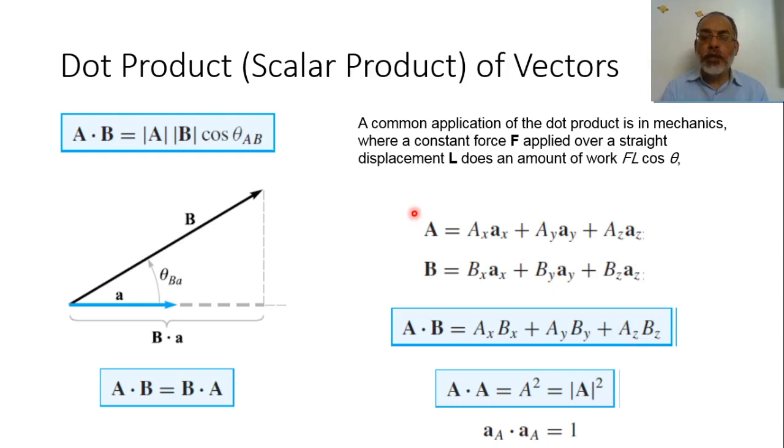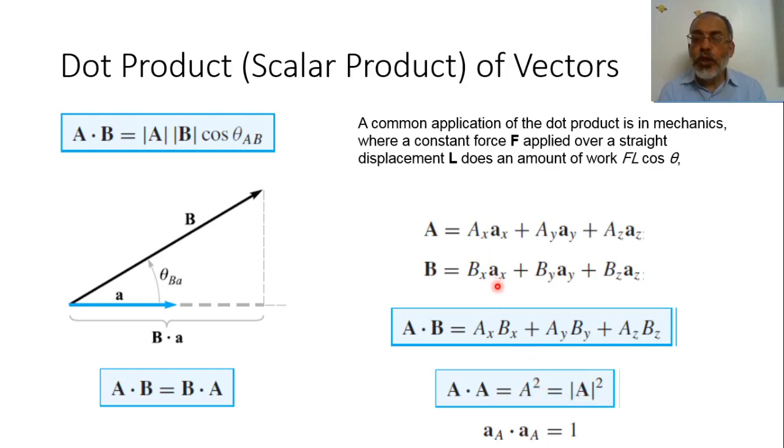So the dot product in Cartesian coordinates between A and B, A dot B, would be the x component of A multiplied by the x component of B, plus the y component of A multiplied by the y component of B, plus the z component of A multiplied by the z component of B. If I'm talking about A dot A, it would be AX squared plus AY squared plus AZ squared, which is effectively the magnitude of A squared, or the modulus of A squared.